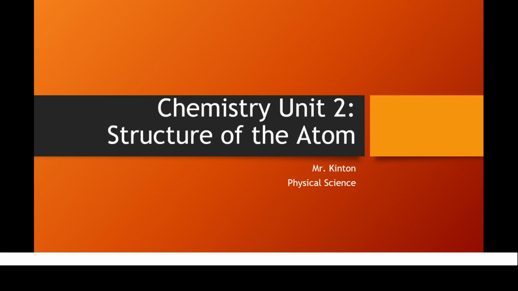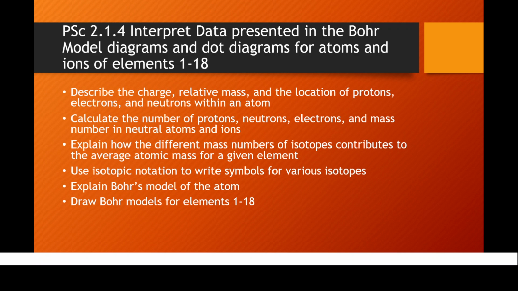And today we are going to be starting a new unit focusing in on the structure of the atom. Okay, now to start off, just going to give you guys some information as it pertains to the North Carolina State Standards. This is the state standard. The goal from this PowerPoint and everything that we're going to be looking at moving forward is to be able to interpret data presented in the Bohr model diagrams and dot diagrams for atoms and ions of elements 1 through 18 on the periodic table.